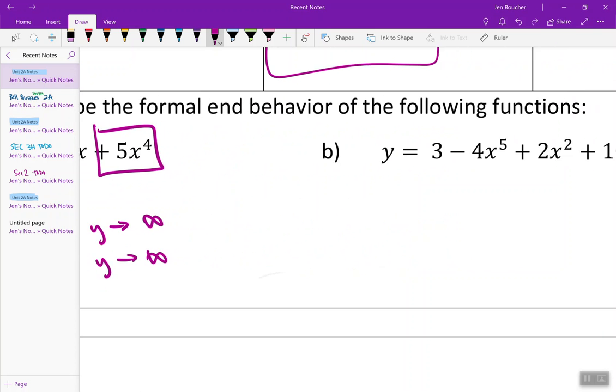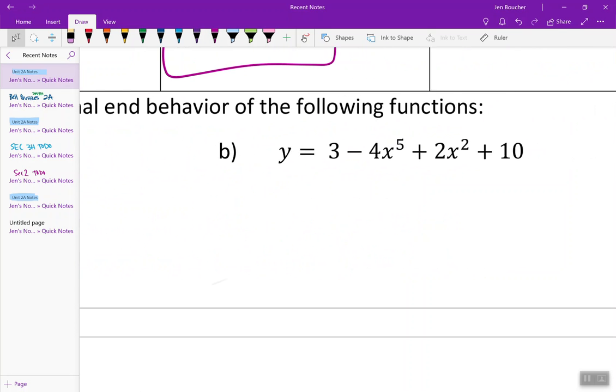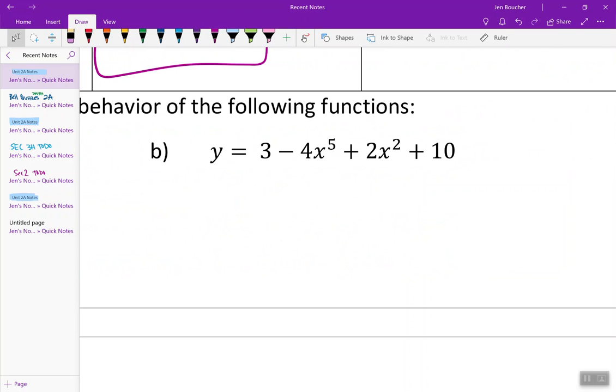So let's make sure you got it. On part B, sometimes I like to jump ahead. Are we good? On part B, make sure you know what that first term is. Decide if it's up and up, down and down, down, up, whatever. And then try writing that formal behavior.